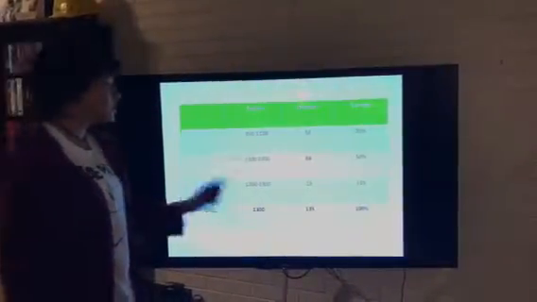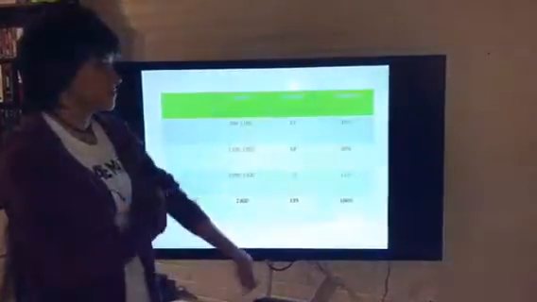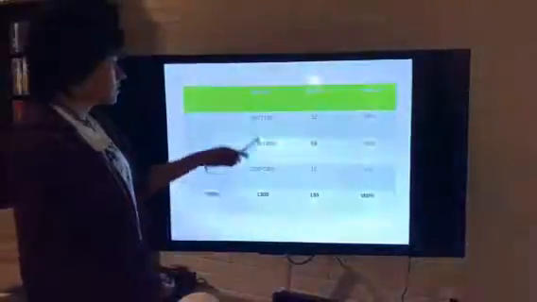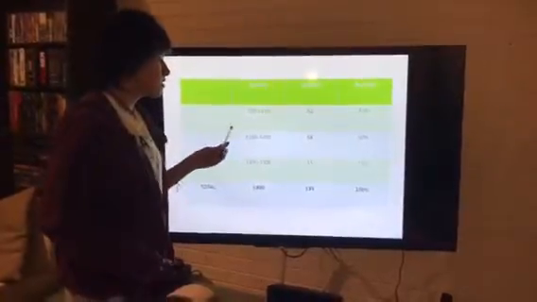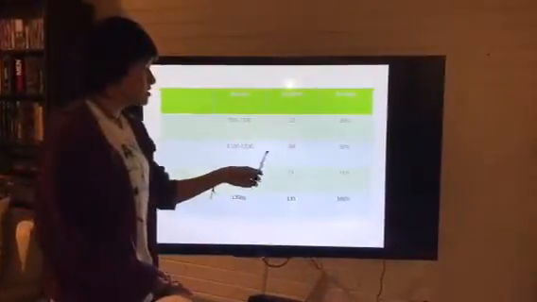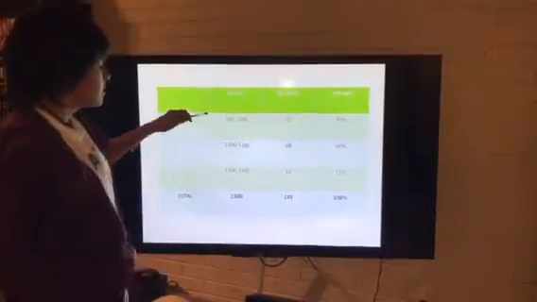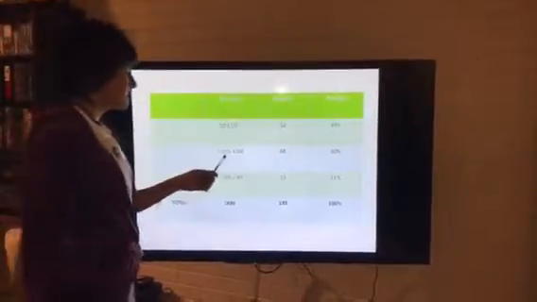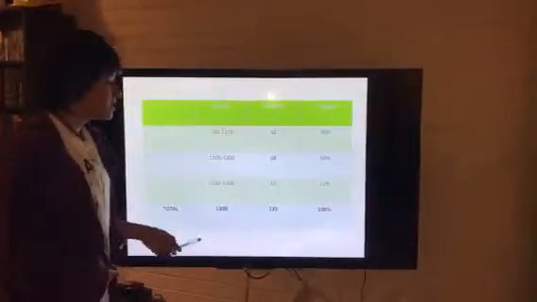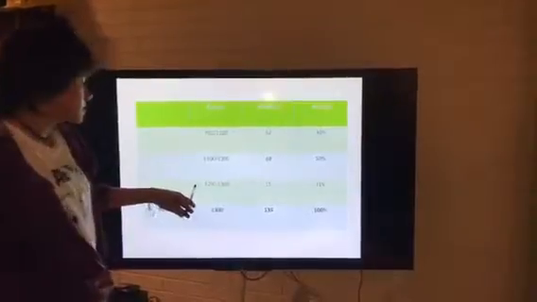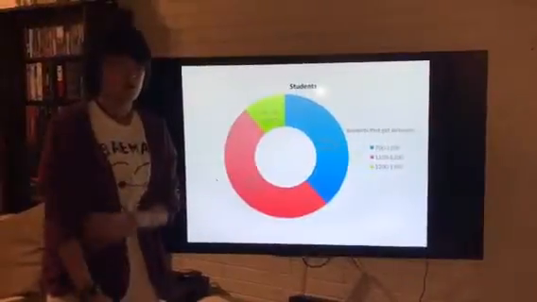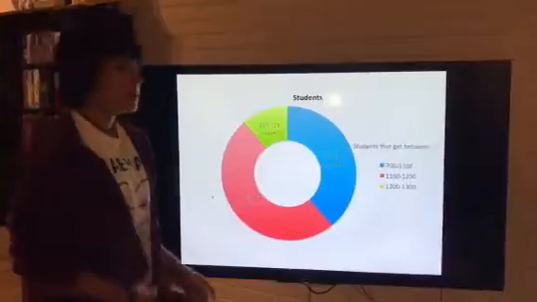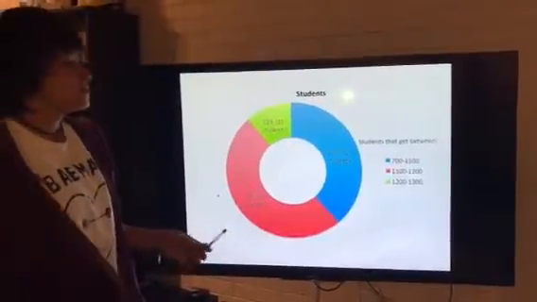First, we have to know the number of students, that is 135 in total. 52 students obtained between 700 and 1,100 points in the exam. 68 students obtained between 1,100 and 1,200 points, and 50 students obtained between 1,200 and 1,300 points.